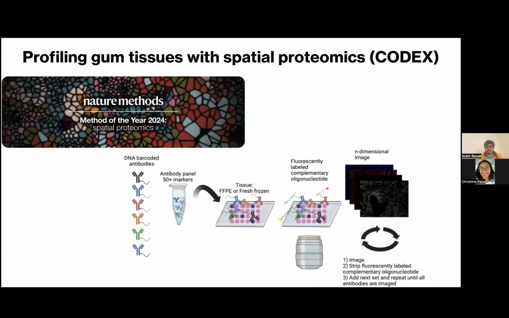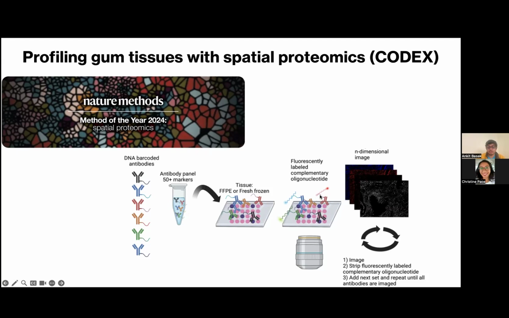The way we approached the problem was to understand how the different cell types in the gum are affected individually when you have this inflammation. And the way we did it was by using spatial proteomics. We used a method called Codex, where we have different DNA barcoded antibodies that can target different proteins present on different cells. We pool these barcoded antibodies together and stain it on the tissue.